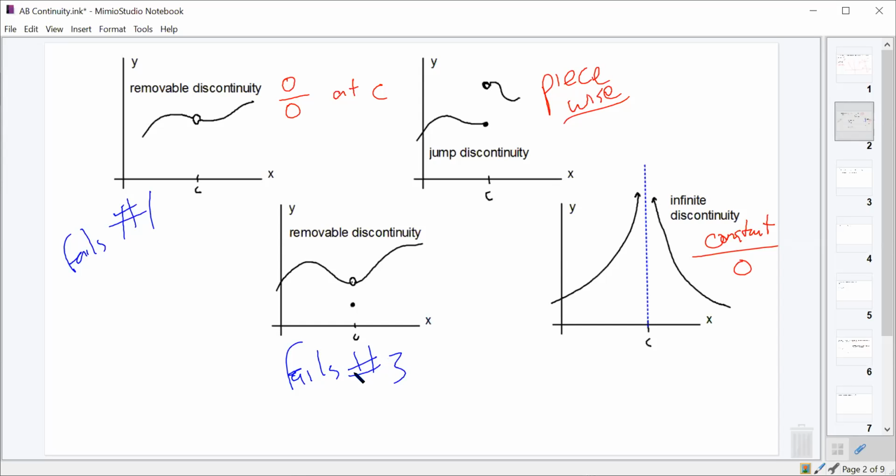What about the jump discontinuity? Does the function exist at C? Yes, looks like it. Does the limit exist at C? No, because from the left and from the right, the limits are different. So we'll say this one fails number 2. And then over here, for the infinite discontinuity, does the function exist at C? No, so it fails number 1. Good or no?